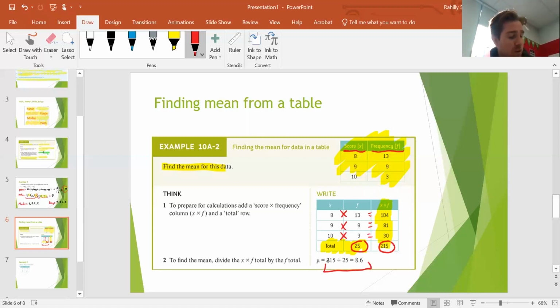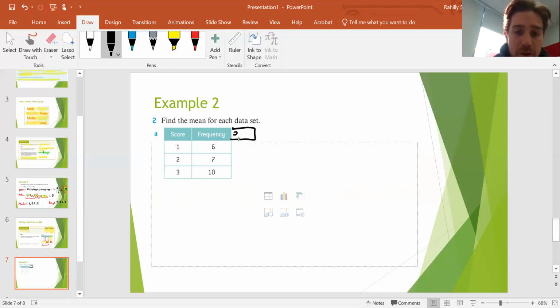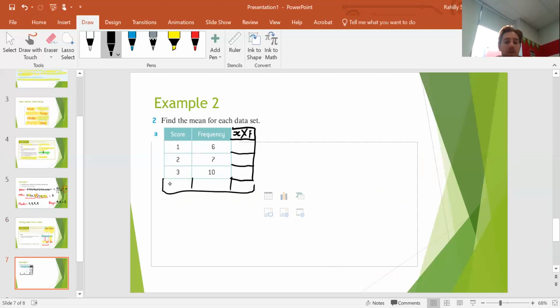All right, we'll go through another example here, one that's been taken directly from the textbook. So find the mean for each data set. All right, we need to add a score times frequency, which is X times F, like so, and also add a totals row. Okay, so then all you need to do is multiply and then add. So we're going to multiply crossways. So 1 times 6 gets you to 6, 2 times 7 gets you to 14, 3 times 10 gets you to 30.